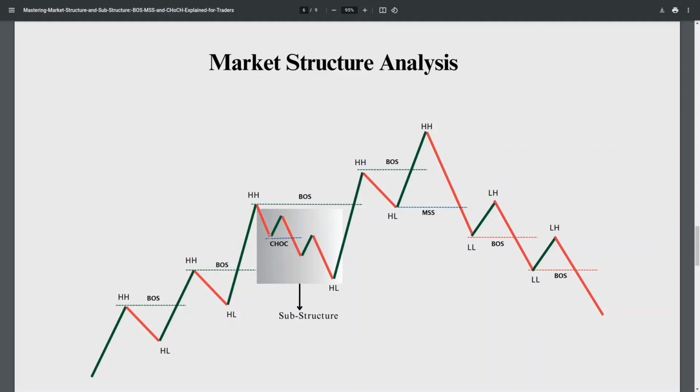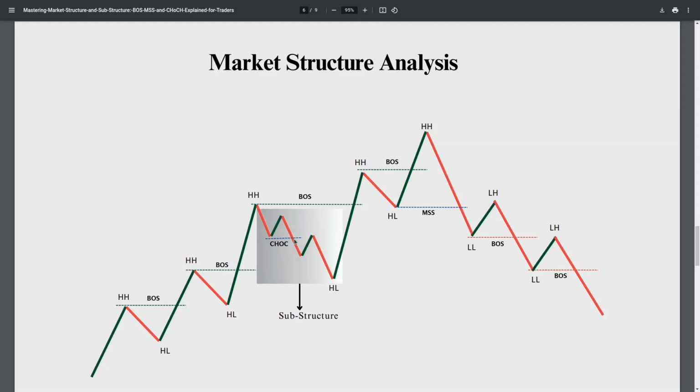and form a low here, a higher low. Then price still moves to this point. Instead of price taking out this level from here, this high here, it fails. The momentum fails. The sellers gain control and broke this level. This level is what we call a change of character.